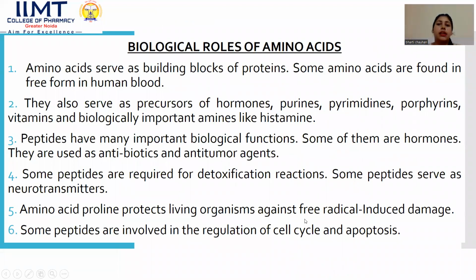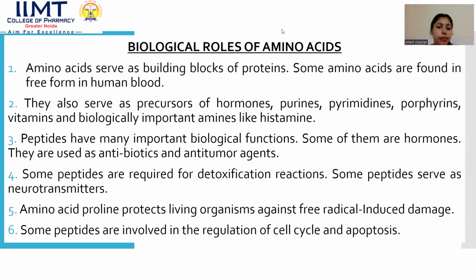Next are the biological roles of amino acids. Amino acids serve as the building blocks of proteins. Some amino acids are found in free form in human blood. They also serve as precursors of hormones, purines, pyrimidines, vitamins, and biologically important amines like histamine.